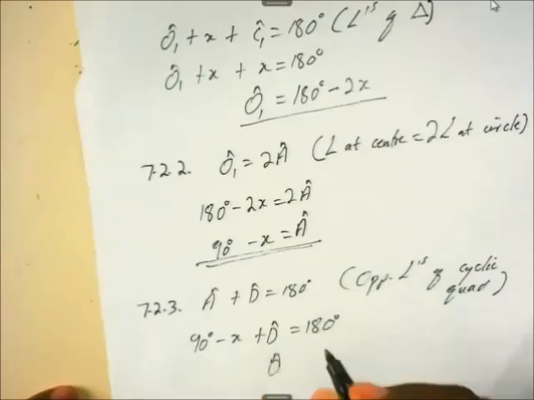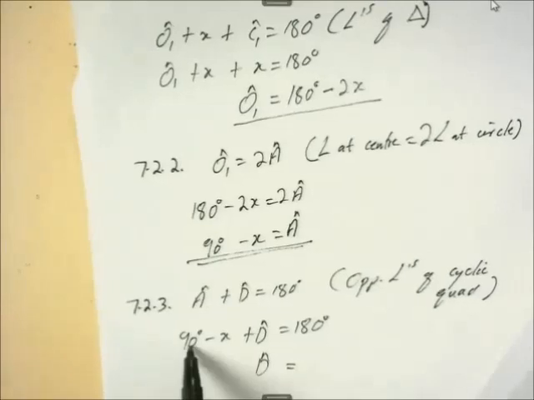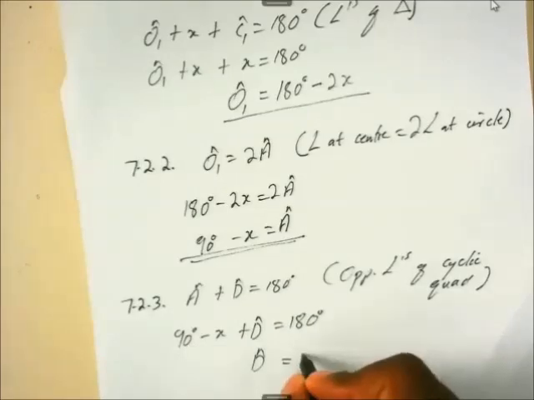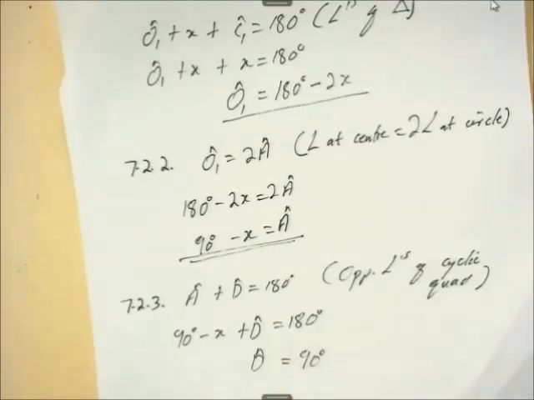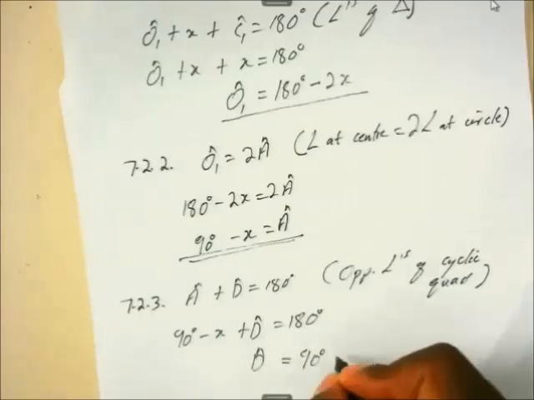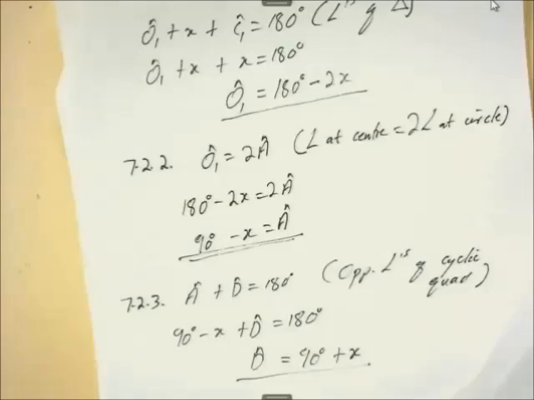Now it's easy to determine the size of angle D. Transpose 90 to the right: 180 degrees minus 90 gives 90 degrees. The x transposes to the right and becomes positive x. Therefore, angle D is equal to 90 degrees plus x. I hope you enjoyed this one and got it right.